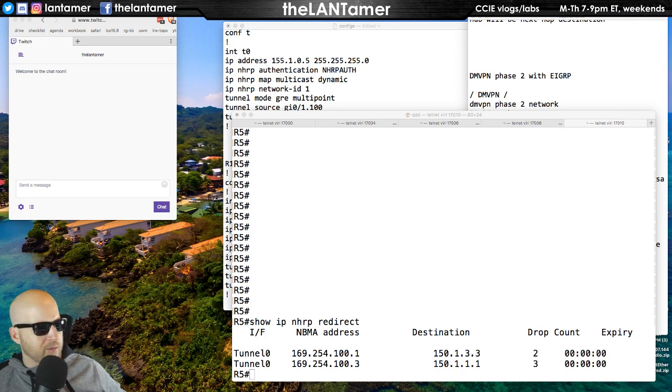All right, I'm going to check the lab answer key here and see how we did. Yeah, IP NHRP shortcut on the spokes. And the only thing else we need on the hub is IP NHRP redirect. Yeah, that is phase 3, and this is a much more scalable network, right? I'm trying to see, is there anything else? No, that's it.